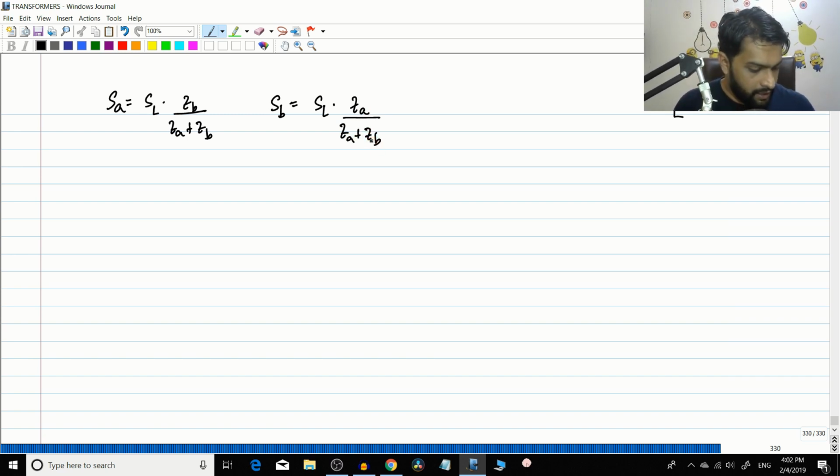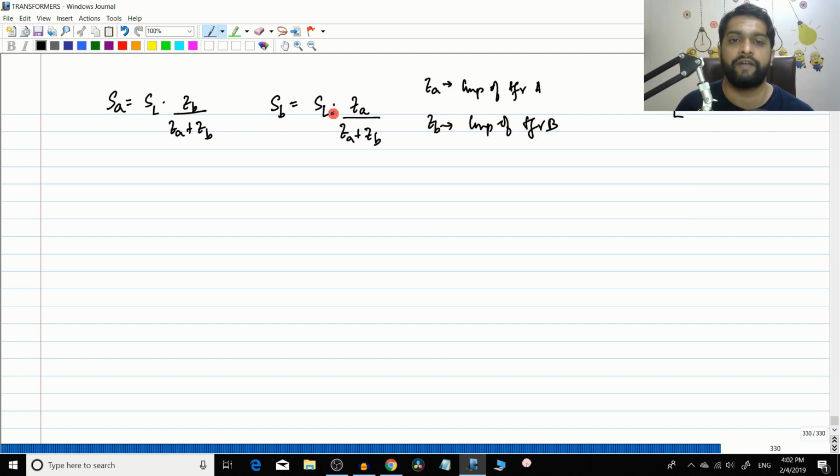Now the important thing here is that this derivation is based on ZA and ZB being the actual impedances of the transformers. They are the absolute impedances. So ZA is the impedance of transformer A, and ZB is the impedance of transformer B. Actual values, these are not per unit values. Now in case the question gives per unit values, and usually they give them in per unit, you have to be a little bit careful. For example, a transformer has an impedance of 0.02 plus j0.08.